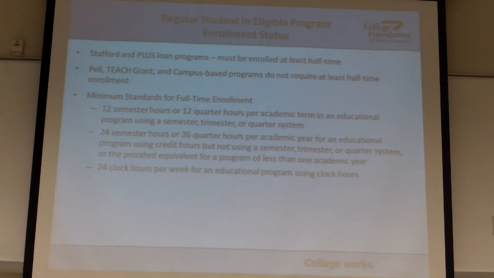Another one would be, if we're looking at the academic year, 24 semester hours or 36 quarter hours in the academic year. That would be for schools using credit hours but not a semester, trimester, or quarter system. And for clock hour programs, it would be 24 clock hours per week. So those are the minimum standards for full-time. And the half-time requirement for Stafford and PLUS loans would be half of whatever situation you're in.